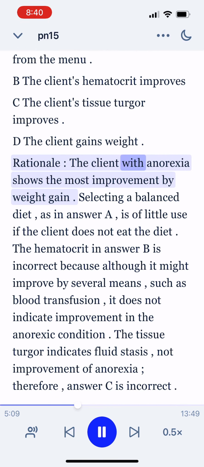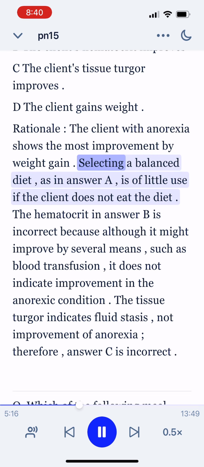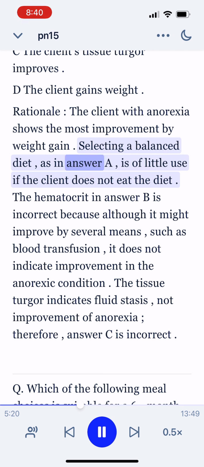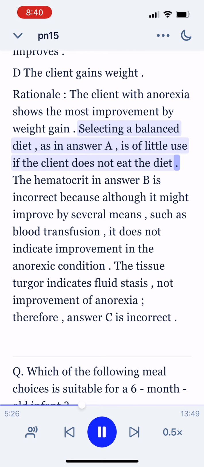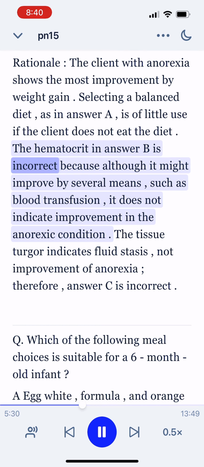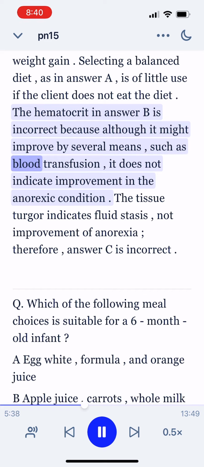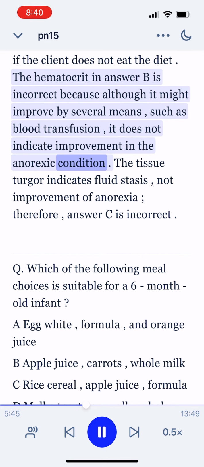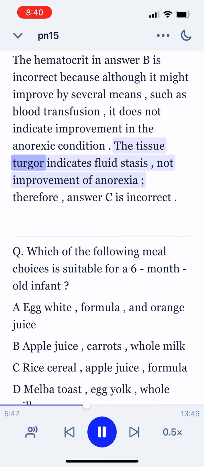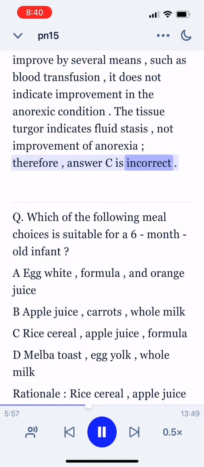Rationale: the client with anorexia shows the most improvement by weight gain. Selecting a balanced diet, as in answer A, is of little use if the client does not eat the diet. Answer B is incorrect because although the hematocrit might improve by several means, such as blood transfusion, it does not indicate improvement in the anorexic condition. The tissue turgor indicates fluid status, not improvement of anorexia, therefore, answer C is incorrect.